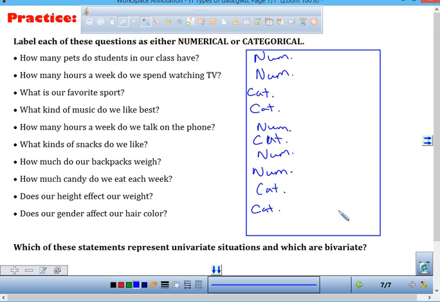What's your favorite sport? Univariate, it's one category. What kind of music do you like best? Univariate. How many hours do we talk on the phone? Univariate. What kind of snacks do you like? Univariate. How much do your backpacks weigh? How much candy do you eat each week? Height and weight. Okay, bivariate. Gender and hair color. Bivariate. Okay, very good.